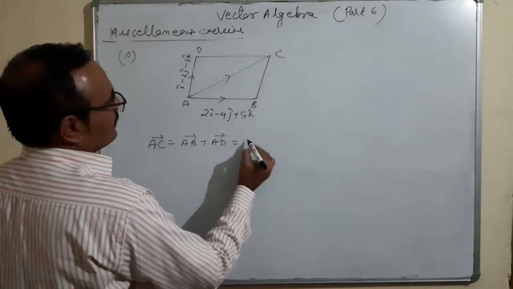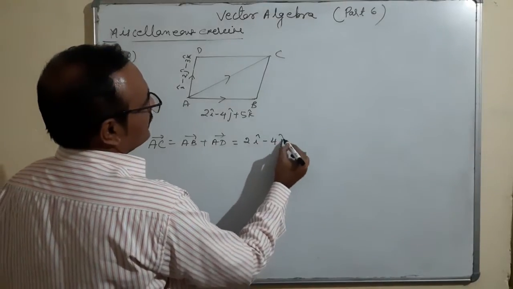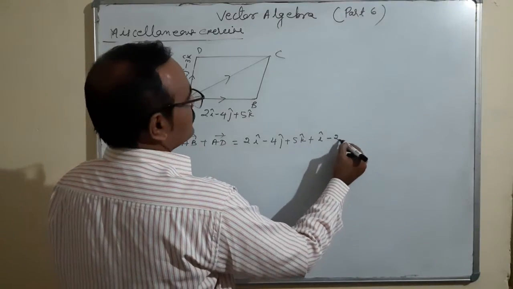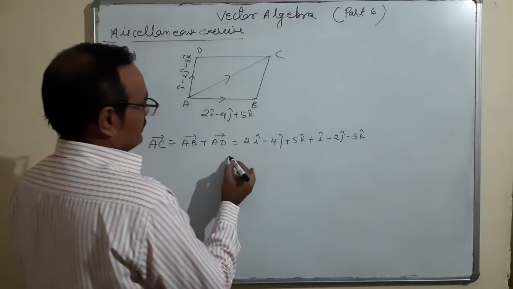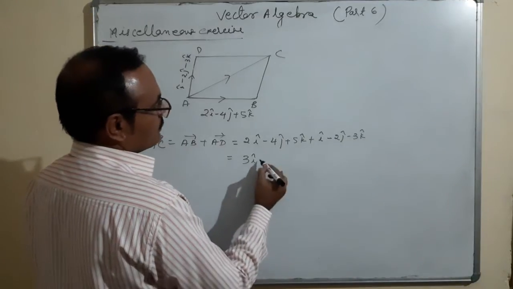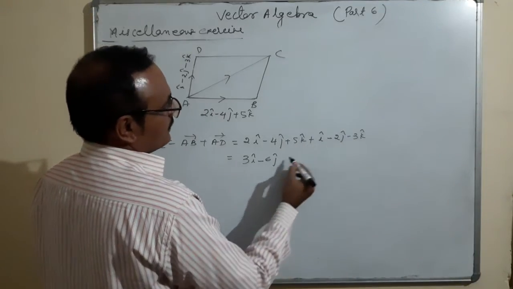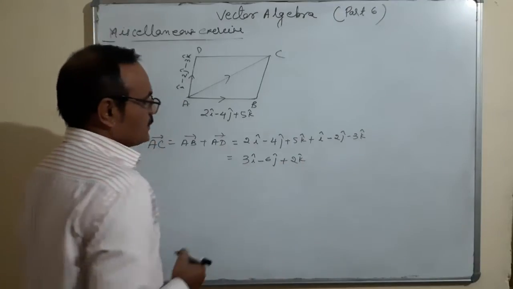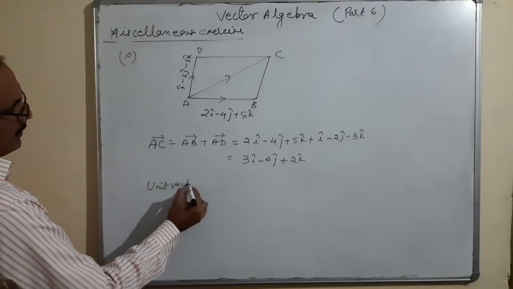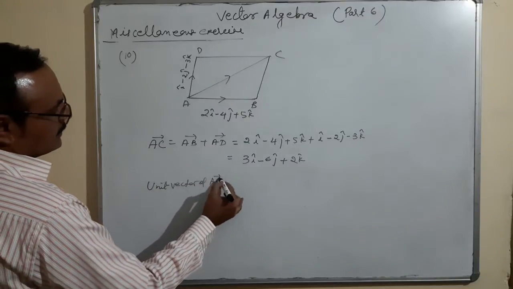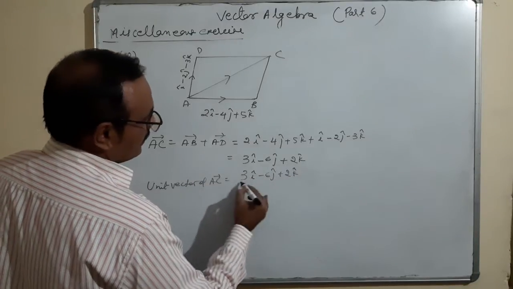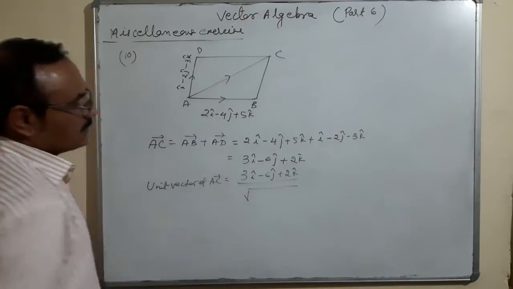We'll add them. 2i minus 4j plus 5k plus i minus 2j minus 3k. So it is 2i plus i, 3i, minus 4j minus 2j, it is minus 6j, plus 5k minus 3k, it is 2k. Because we are going to find the unit vector of it, the unit vector of AC is equal to 3i minus 6j plus 2k upon the magnitude.